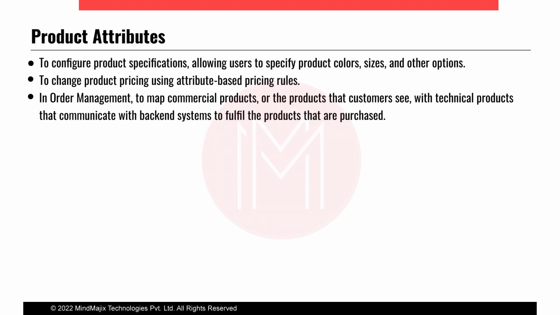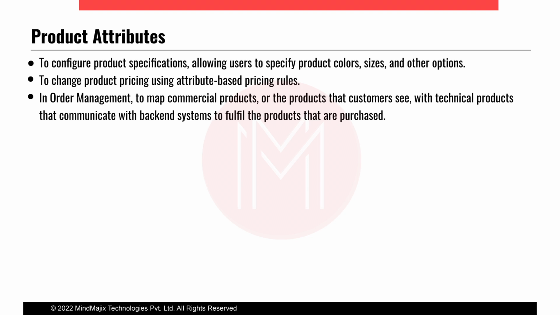Now the next topic is product attributes. They are used to configure product specifications, allowing the user to specify product colors, sizes, and other options. As I mentioned, in the project we are going to develop mobile devices, Samsung or Oppo. They have some capacity and color. These are the specifications which we define using product attributes.